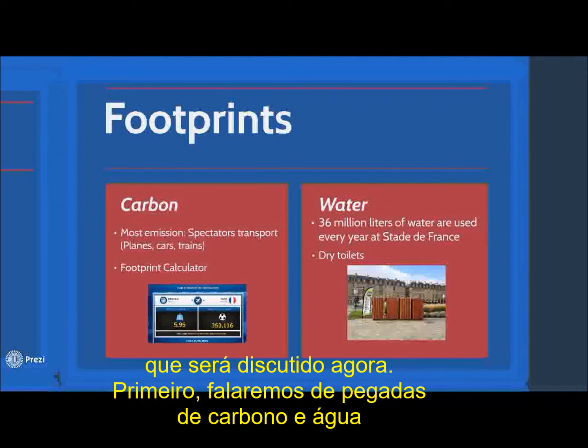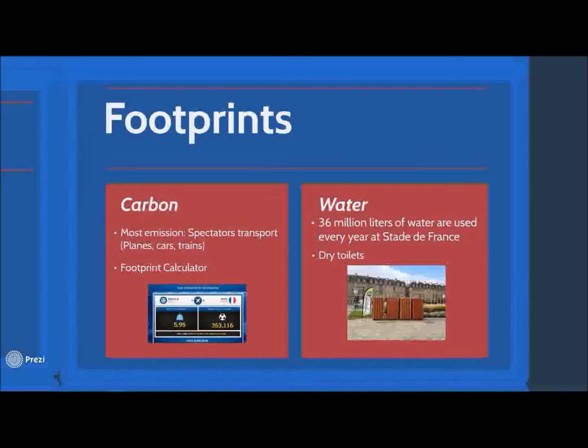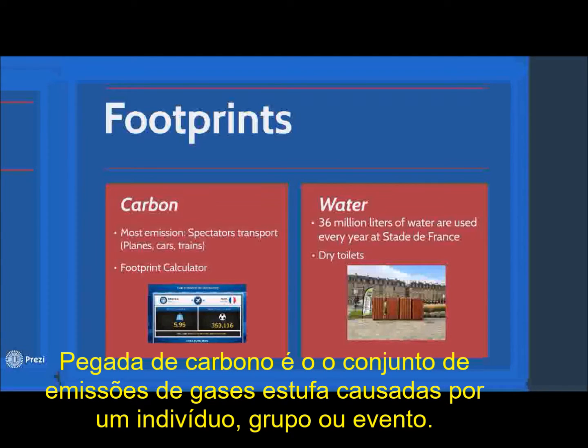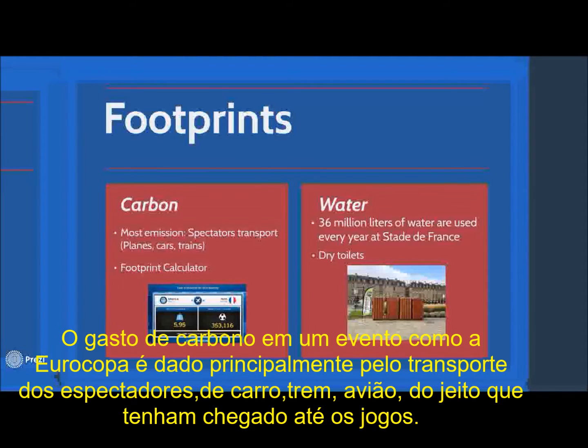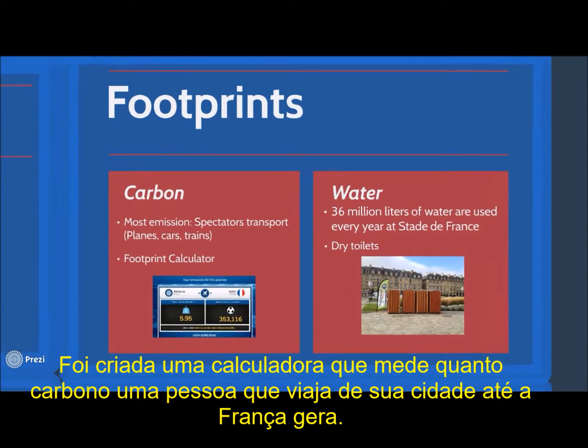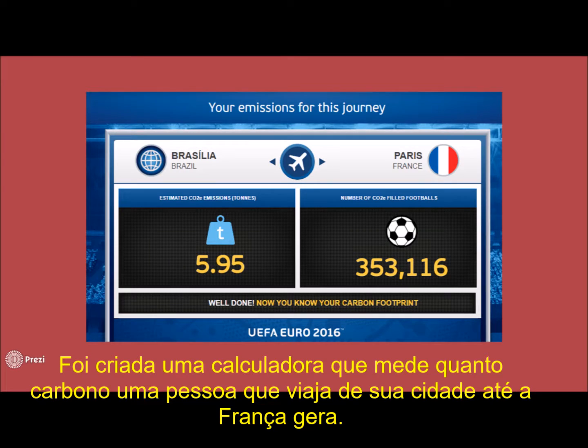Okay, first we're going to talk about footprints. Carbon footprint is the set of greenhouse gas emissions caused by a person, group, or event. The carbon footprint in a major event such as the UEFA Euro 2016 is mainly given by the transport of the spectators, by car, train, planes, however they got to France. So they created a calculator that measures how much carbon a person spends going from their hometown to France.